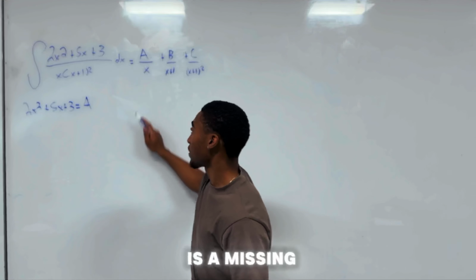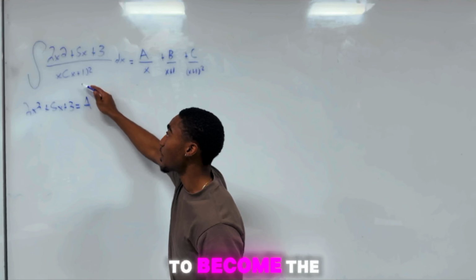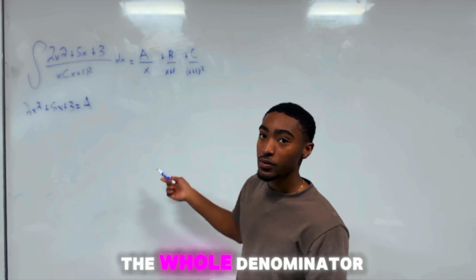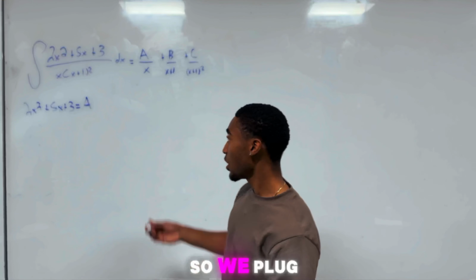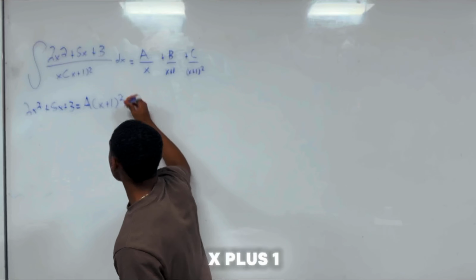What is a missing? You see right here, a is just x, so it's missing x plus 1 to become the whole problem, the whole denominator. You have to make sure you include everything when you write your equation. So we plug that in to get a times x plus 1 to the second power.